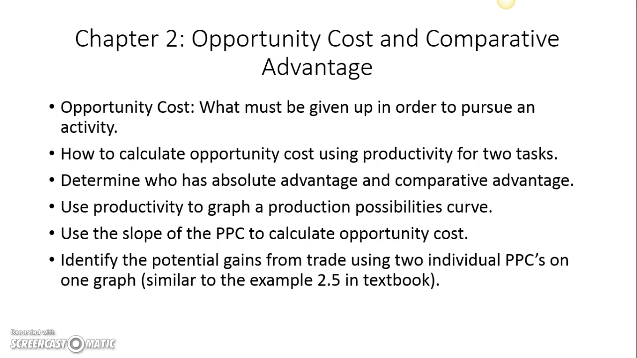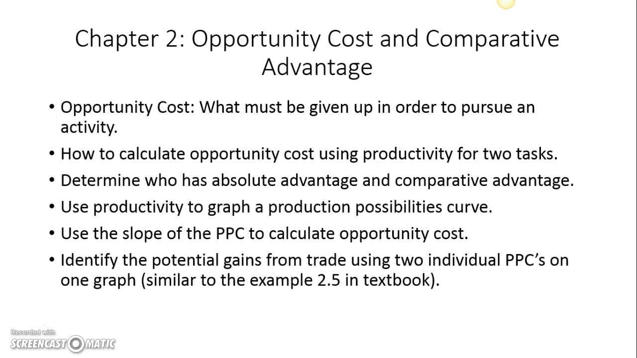You also want to use productivity to be able to graph someone's production possibilities curve. And so the PPC is a very important part of chapter 2, and I hope you understand that. You also want to be able to use the slope of the PPC to calculate the opportunity cost. So I don't have to give you their productivities. I could just give you a PPC and ask you to calculate the opportunity cost from the information on that. And so remember, the slope of the PPC is the opportunity cost of whatever good is on the horizontal axis, while 1 over the slope is the opportunity cost of whatever good is on the vertical axis.